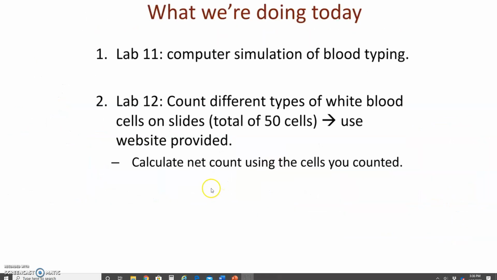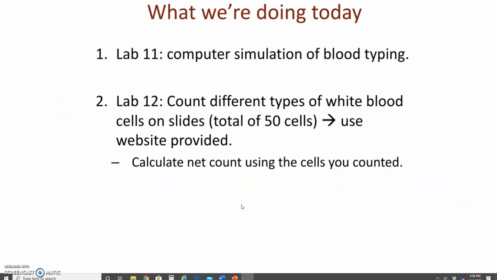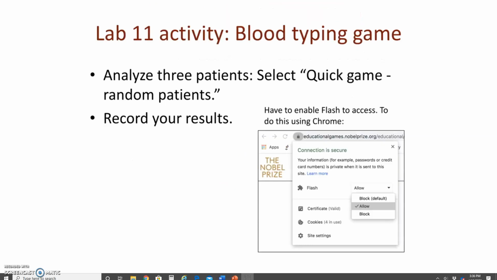So in lab this week, we will be doing a computer simulation of blood typing where we will be adding patient's blood to the anti-A, anti-B, and anti-Rh antibodies, and if the antigens are present for those, then that will indicate the patient's blood type. Also, we will be counting white blood cells, looking at images of microscope slides, and doing calculations based on the numbers we get.